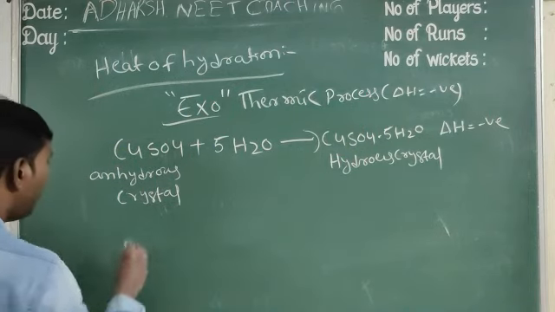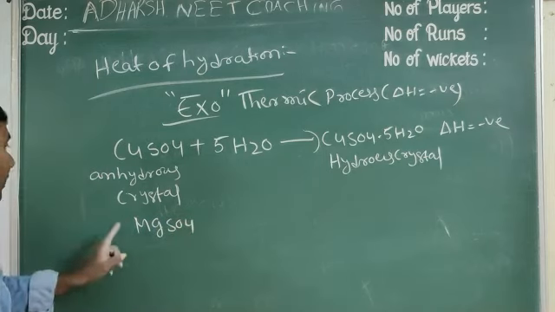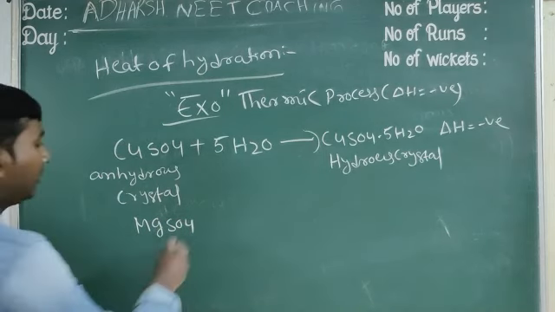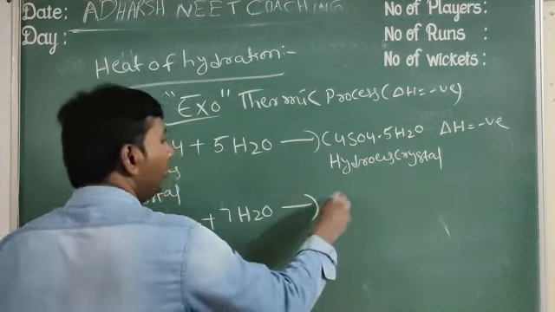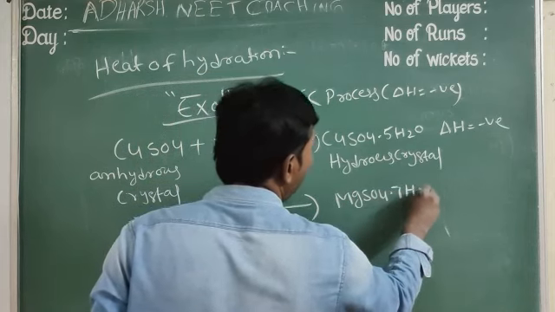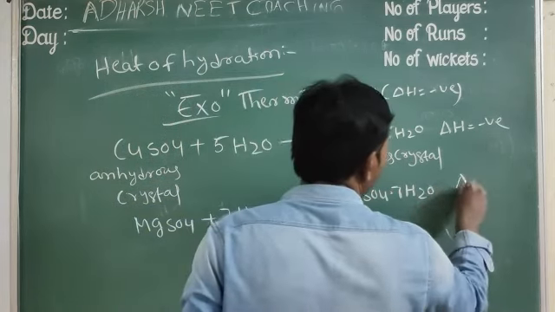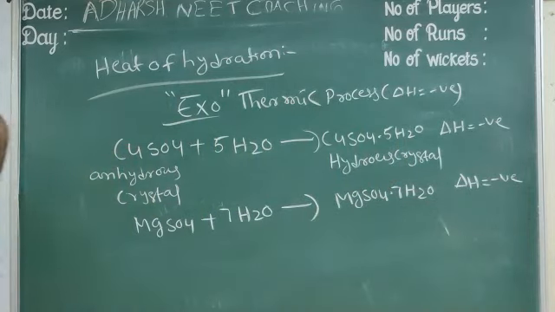Okay. Next, MgSO4, magnesium sulfate. This is also an anhydrous crystal, plus 7 moles of water, it gives rise to MgSO4·7H2O. Here enthalpy change equal to negative. Okay, so this is about the heat of hydration.